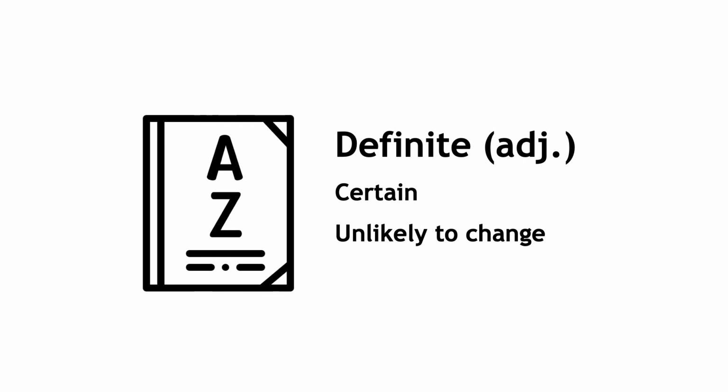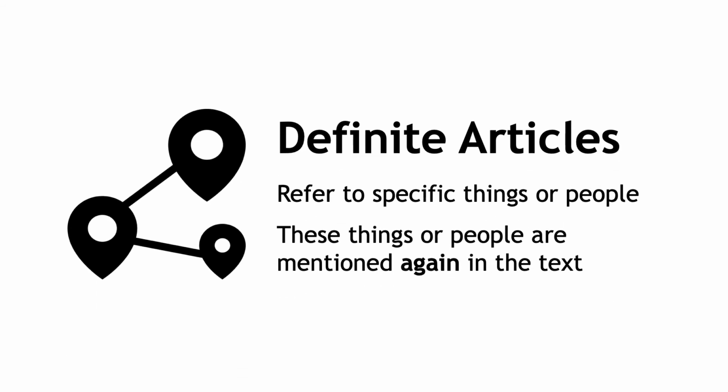After looking at the cases of how we use indefinite articles, it's good to understand the meaning of definite from a dictionary. It means certain and unlikely to change. That is why definite articles are used to refer to specific things or people. Or in longer text, after the introduction of the things or people with nouns in previous sentences, definite articles are used when these things or people are mentioned again.